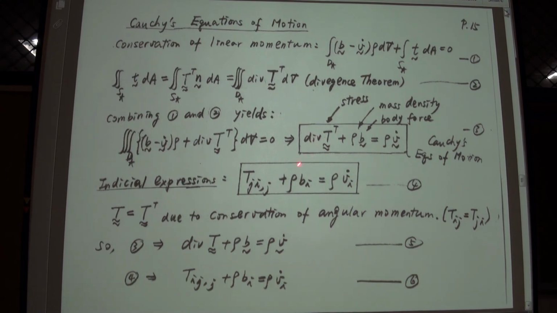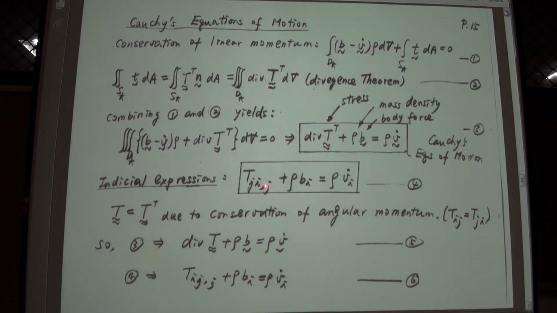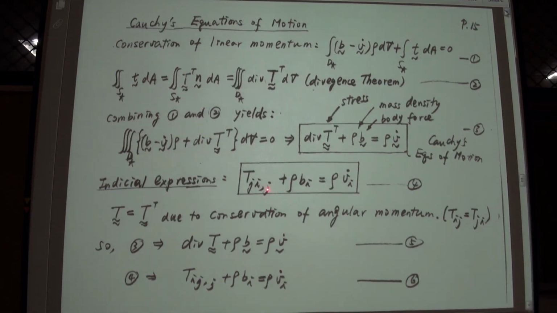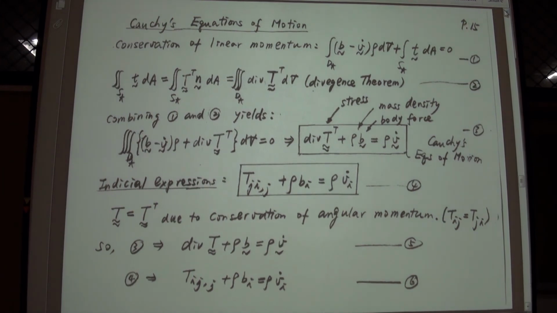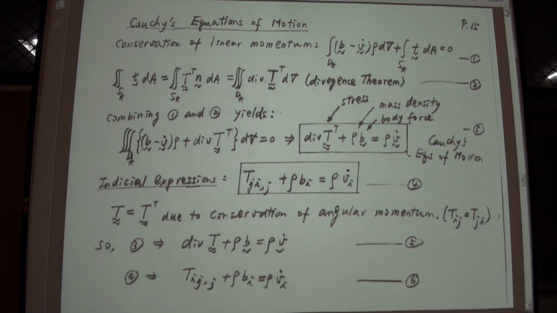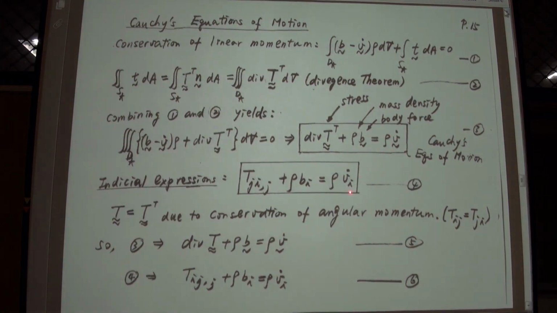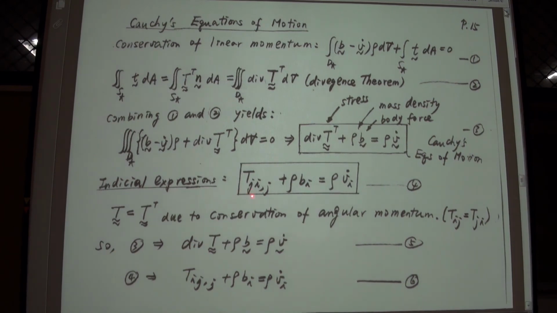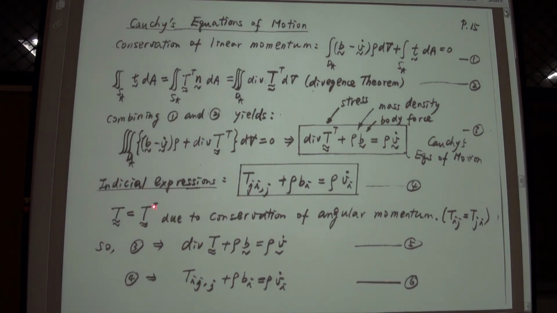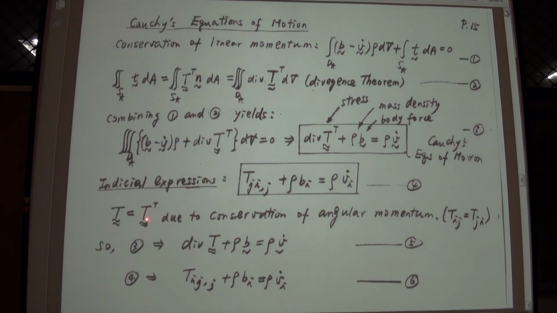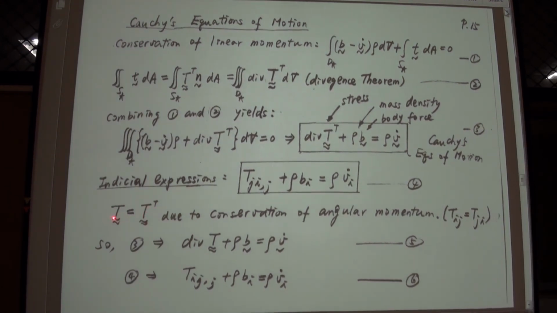And then the divergence operation should be written as a partial differentiation, and for simplicity we just use a comma to represent the partial differentiation. Okay, and the rest will be written in this way. Now after doing so, we can replace the transpose of the Cauchy stress tensor by the Cauchy stress itself.